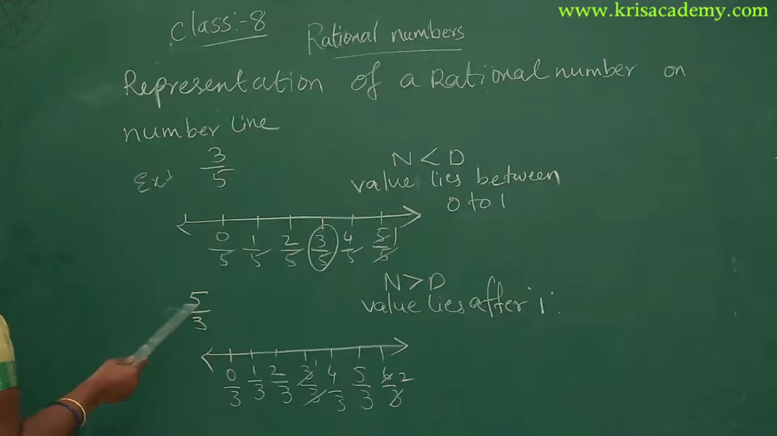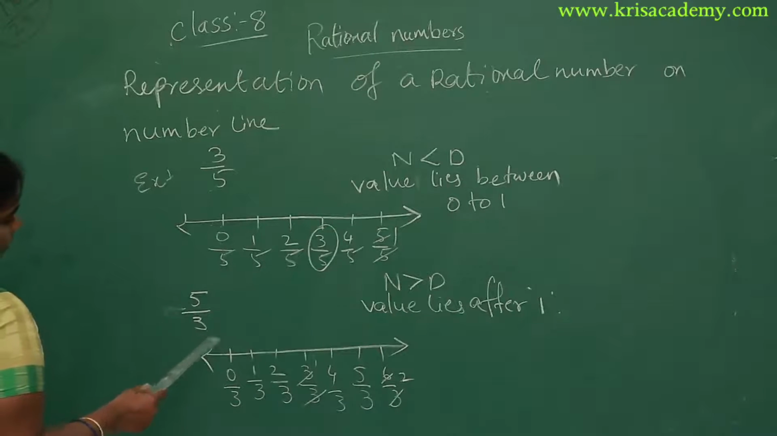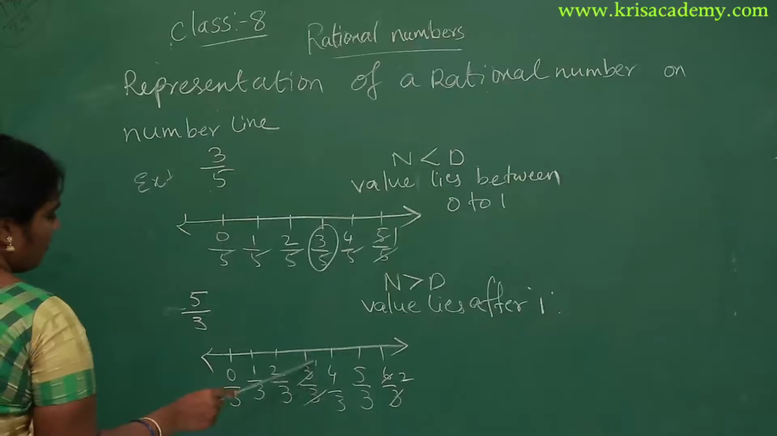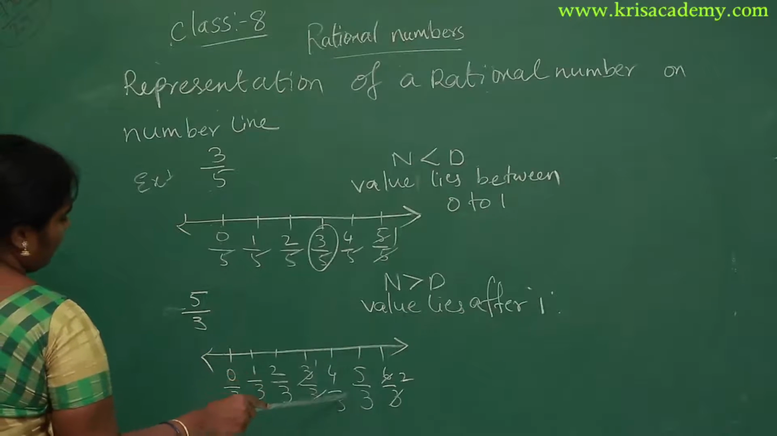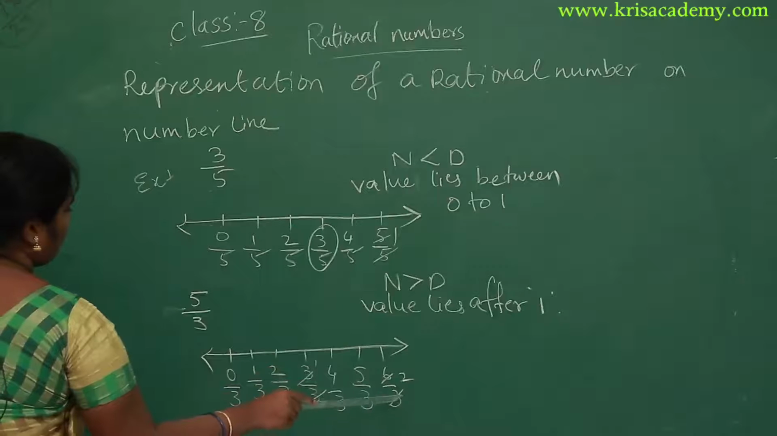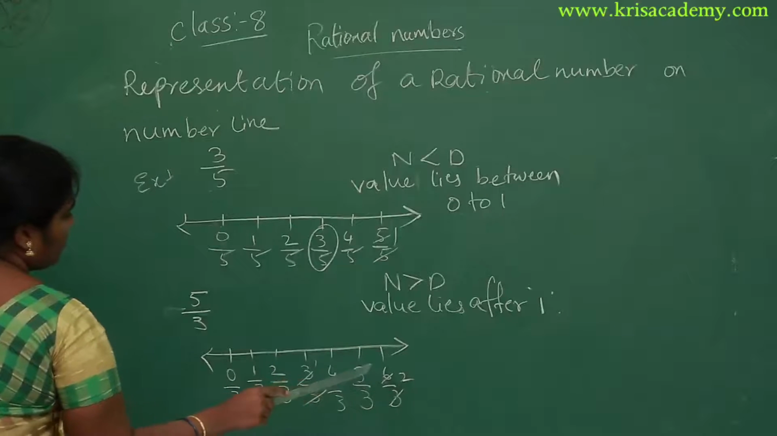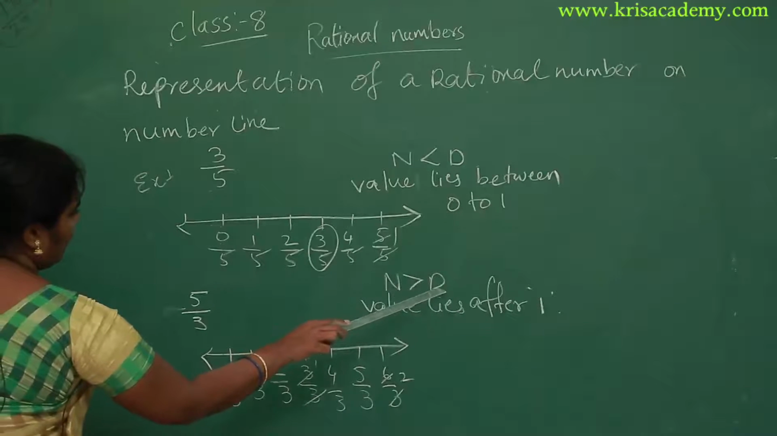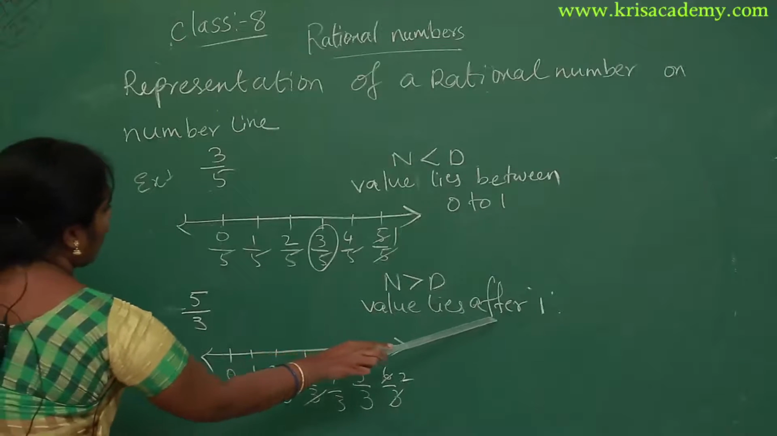Same example, you take reverse 5 by 3. Here numerator is greater than denominator. So 0 by 3, 1 by 3, 2 by 3, 3 by 3 is 1. Next continue. 4 by 3, 5 by 3, 6 by 3 is nothing but 2. So the 5 by 3 is lying after 1. So numerator is greater than denominator means value lies after 1.